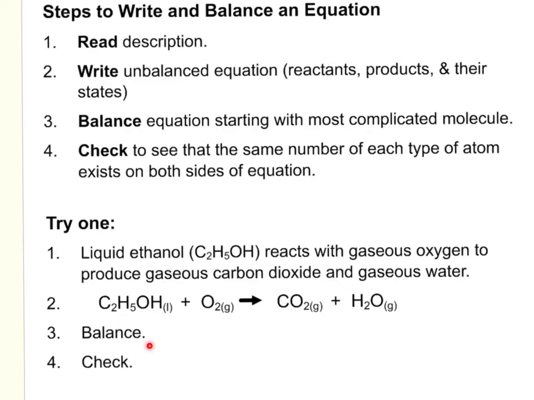We have 2 carbons right there, and there's only 1 carbon right there. So why don't we add a 2? Now our carbons are going to be balanced. 2 carbons and 2 carbons. What about oxygen here? You have now 2 times 2 is 4, plus 2 more. That's 6 oxygens.